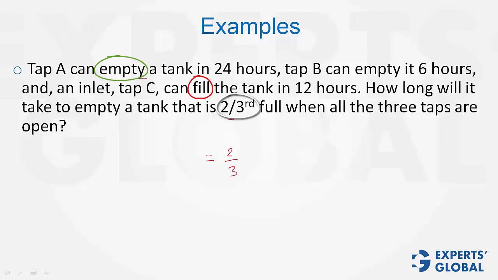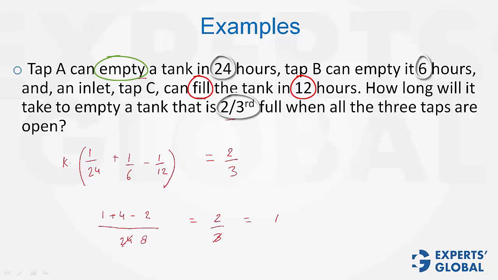The amount of work that these taps do together is 1/24th, being positive work, plus 1/6th being positive work, and negative 1/12th being negative work. All of this times k shall be equal to 2/3, the amount of work that needs to be done. Solve it for k. So this turns out to be 16/3. That is 5.33. So 5 hours and 20 minutes. That's the right answer.